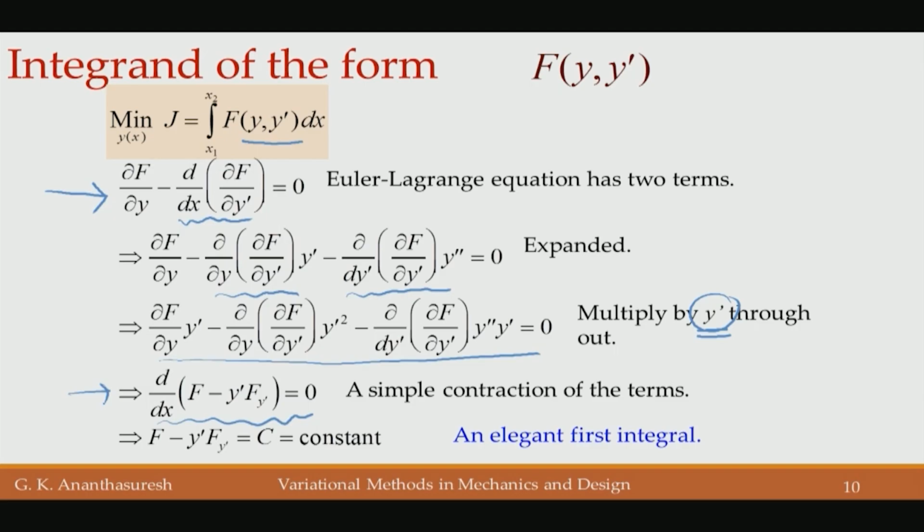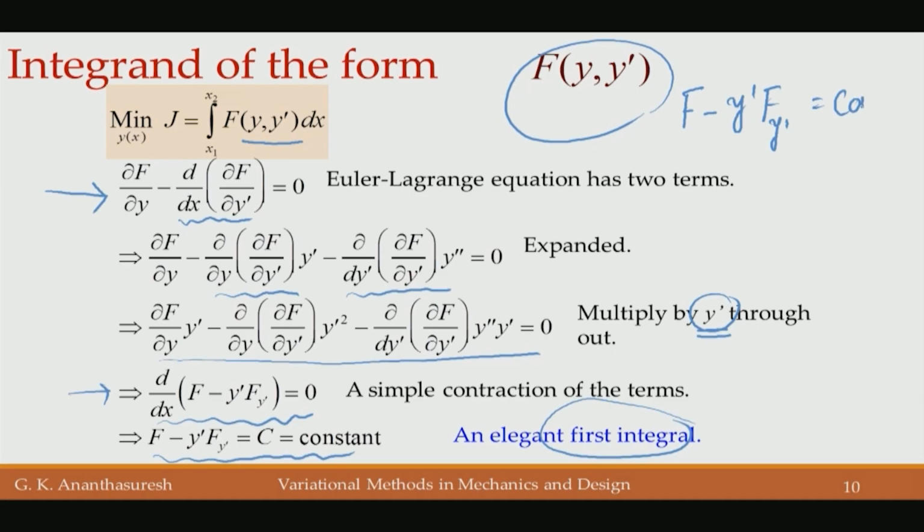Okay. d/dx of a quantity, that is f minus y prime times f_y prime, is equal to 0. What does it mean? Then it means this quantity is equal to a constant, and that is the elegant first integral. That is what is called the first integral. So when the integrand is of this form, you do not have to write the Euler-Lagrange equation and then struggle to solve it. You can simply write that f minus y prime f_y prime is equal to a constant. That is the solution of the first integral.